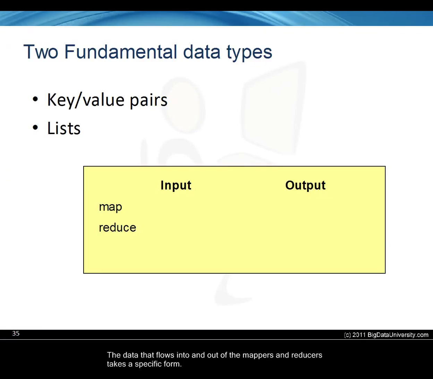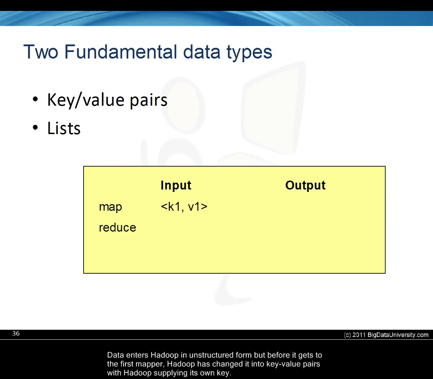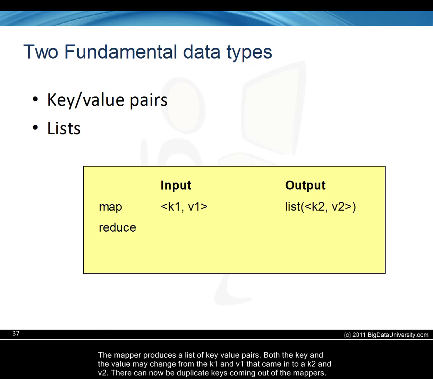The data that flows into and out of the mappers and reducers takes a specific form. Data enters Hadoop in unstructured form, but before it gets to the first mapper, Hadoop has changed it into key-value pairs, with Hadoop supplying its own key. The mapper produces a list of key-value pairs.